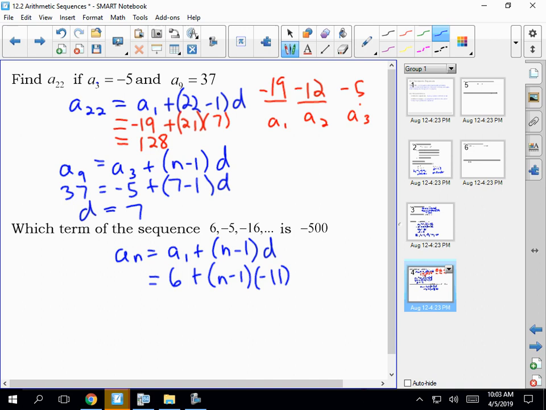And then a sub n is actually a sub whatever the n is here. We're going to call it negative 500. We're treating negative 500 like it's the last term in it. So let's put negative 500 in there. And then go ahead and solve that for n this time. And you'll find out what term in the sequence negative 500 is.